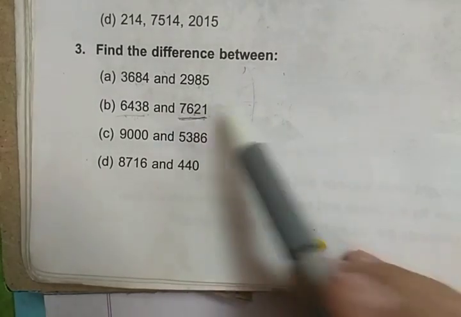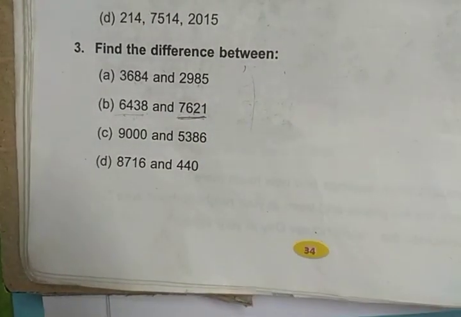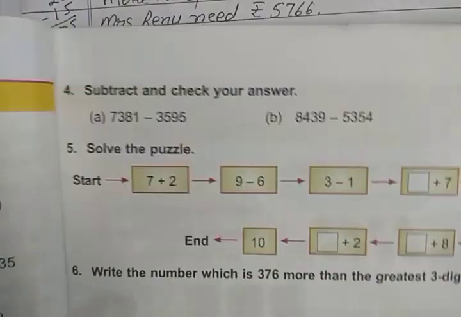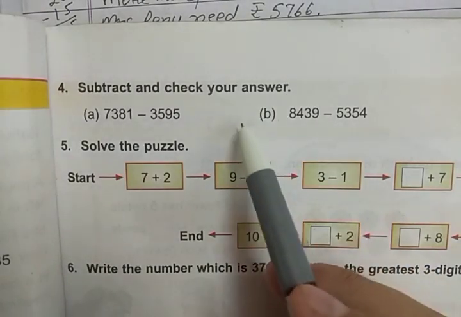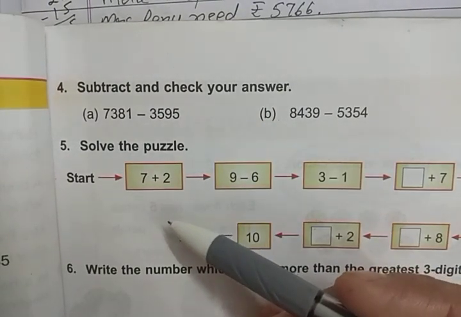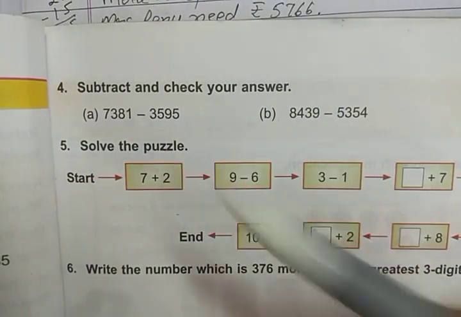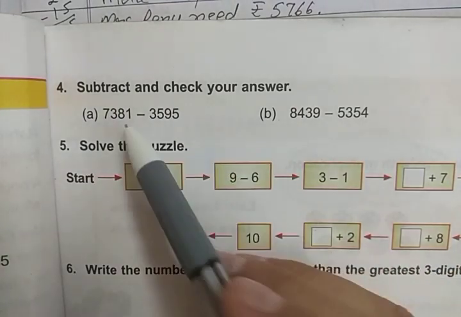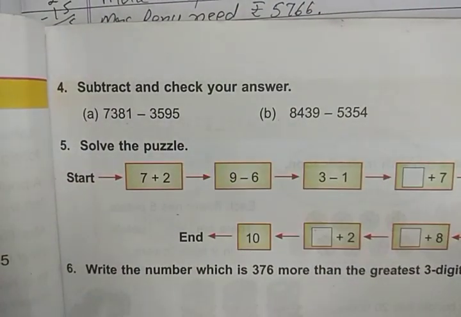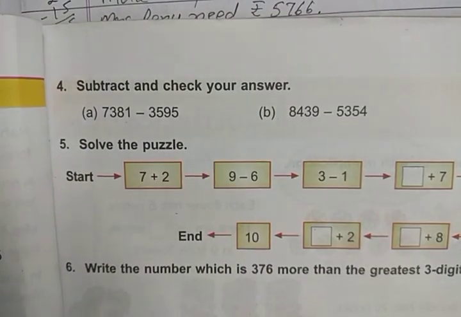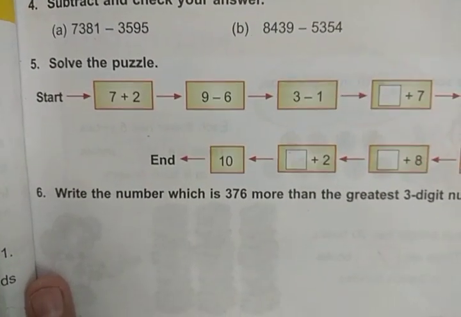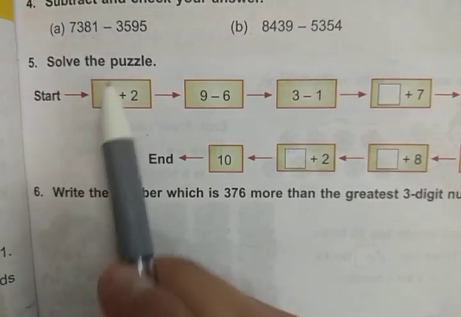Now again arrange them in columns and subtract. Next is subtract and check your answer. So here you have to subtract and then check your answer by adding the answer and the smaller number. If you get the greater number, then your answer is correct. That we have also done in the worksheet. You have to do it yourself. This is for practice. And then the puzzle, solve the puzzle.